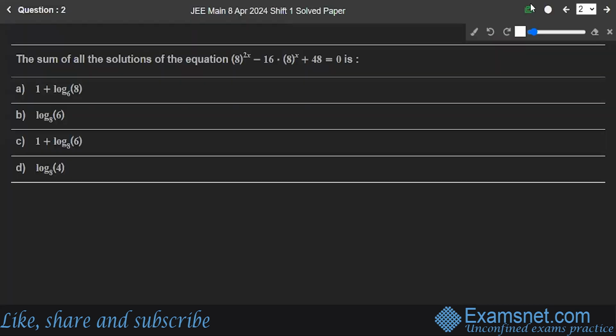Question number 2: the sum of all solutions for this equation is. The equation is x power 2x minus 16 into 8 power x plus 48 is equal to 0.